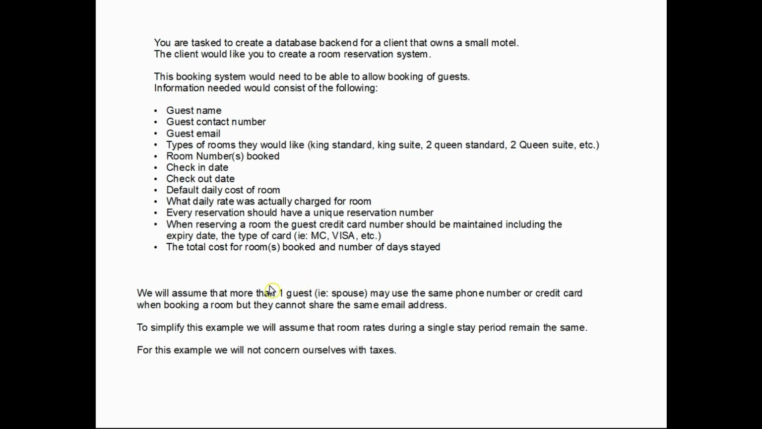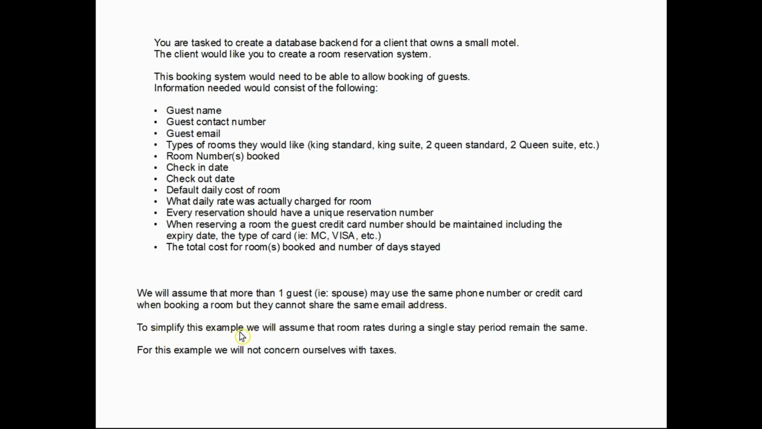After talking to the client, we figure out a couple more business rules or constraints or requirements. So for this example, we're going to assume that more than one guest, say a spouse, may use the same phone number when they're booking a room, and they can use the same credit card number when they're booking a room. So if a husband books a room, he gives a phone number and a credit card, and say later on, a month down the road, they want to book their hotel again. The wife calls in, and she can give the same phone number and the same credit card, but they can't give the same email address, okay, for this example.